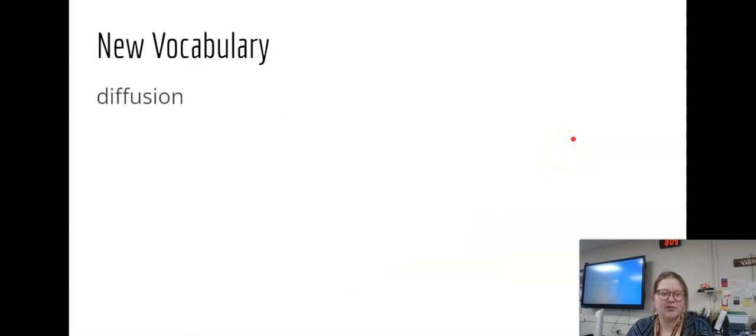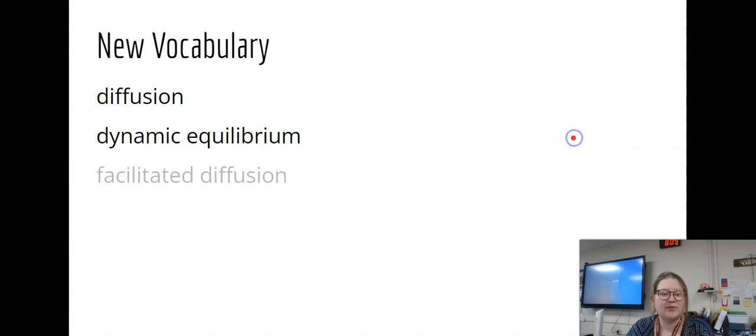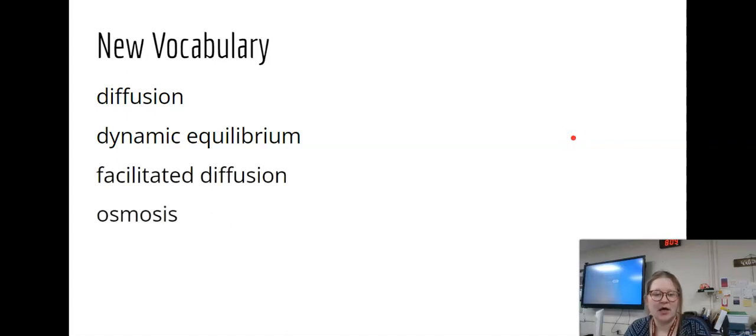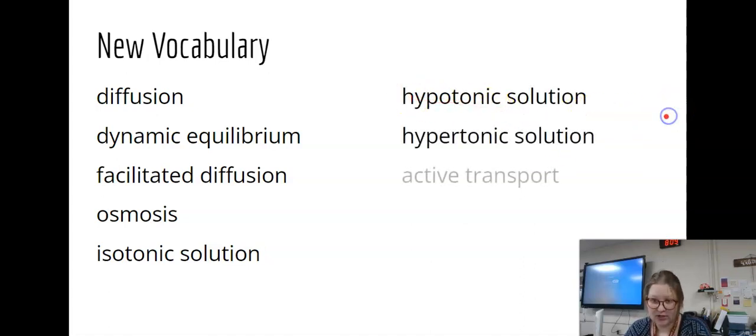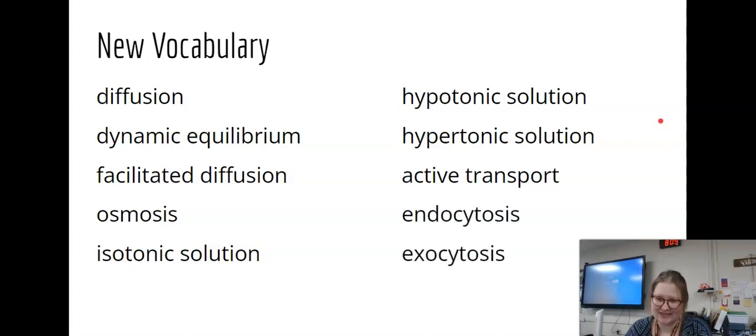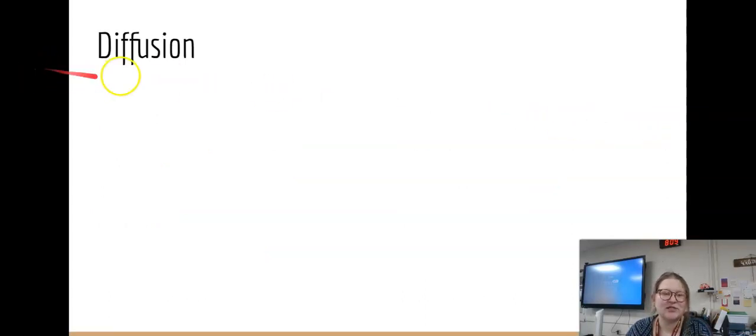So new vocab words are diffusion, dynamic equilibrium, facilitated diffusion, osmosis, and isotonic solution, and then hypotonic solution, hypertonic solution, and active transport, endocytosis, and exocytosis. So let's start with diffusion.